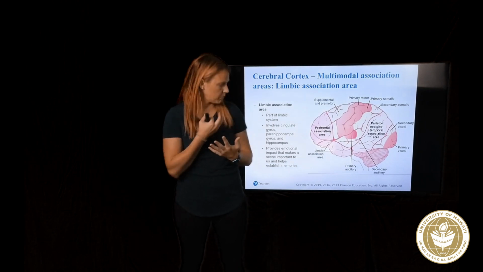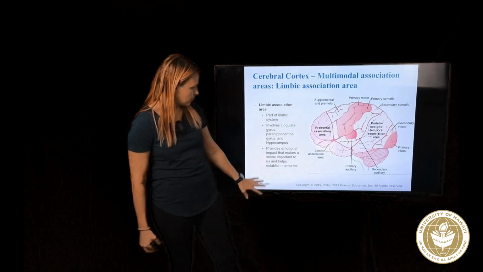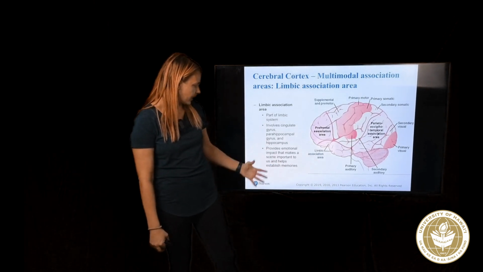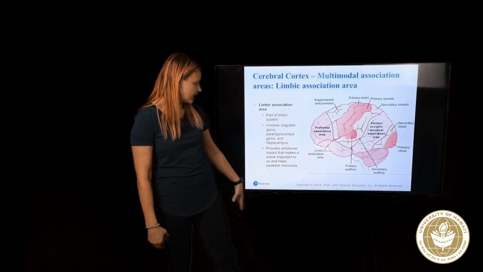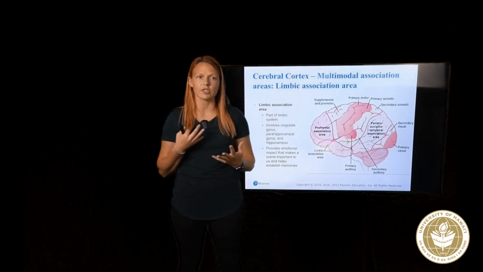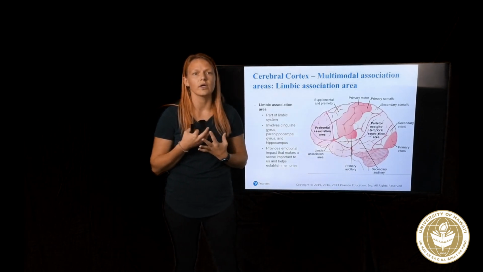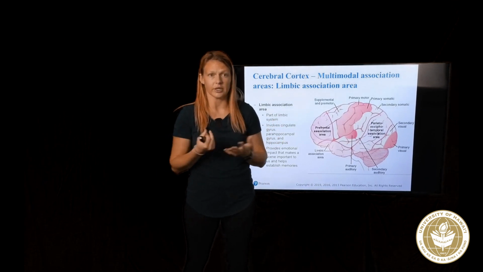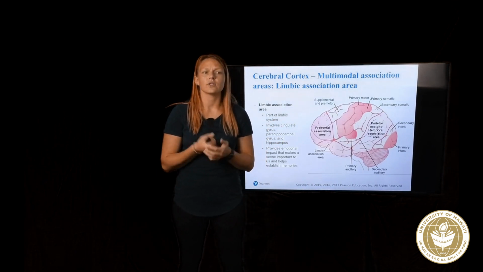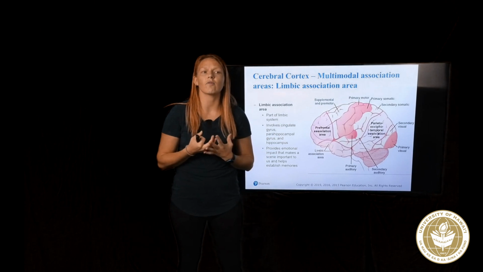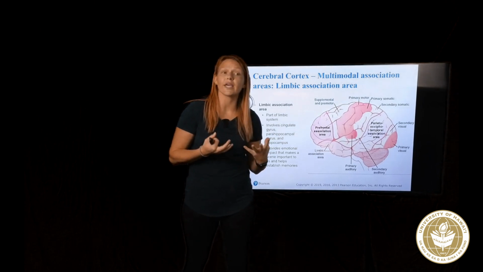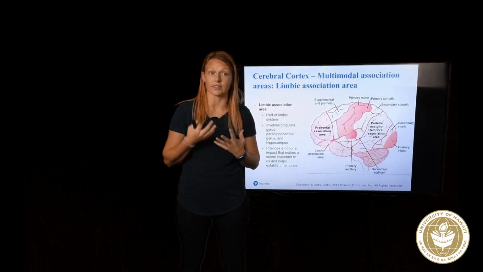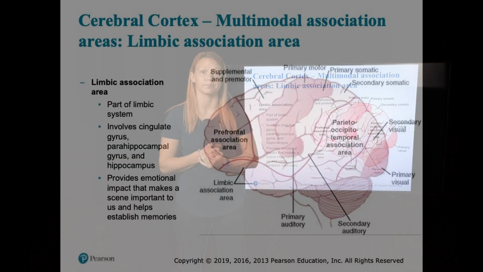Because that limbic system is going to provide that emotional impact, kind of makes a scene important to us, helps us to establish our memories, helps us to kind of decide. It's concerned with our behavior and our emotion, right? So the limbic system provides most of our emotional-based drive and it helps to set the other areas of our brain into action.